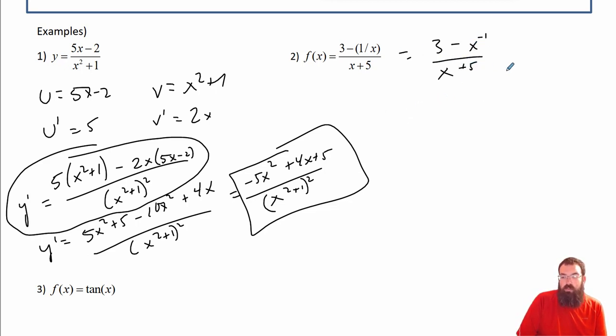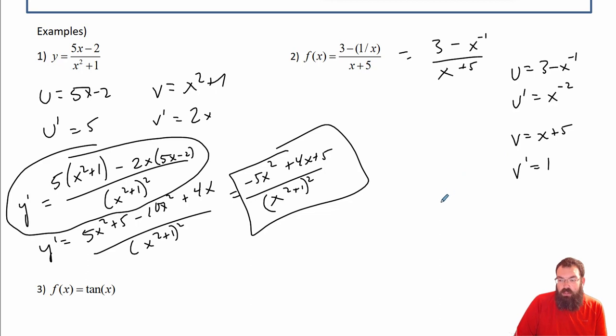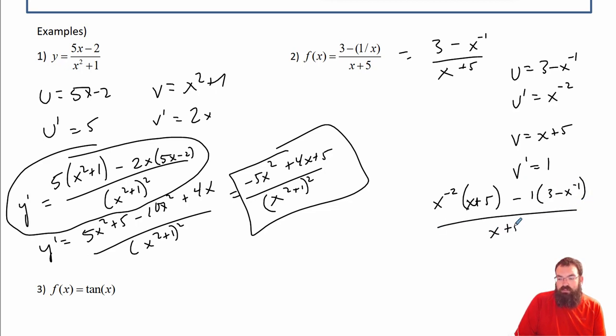So we'll make u equal 3 minus x to the negative 1. u prime is what? This is going to be positive x to the negative 2. v is going to be x plus 5, and then v prime is just going to be 1. That's pretty easy. And so then we get u prime, which is x to the negative 2, times x plus 5, which is v, minus v prime, which is 1, times u, which is 3 minus x to the negative 1, over x plus 5 squared. I don't really want to mess around too much with it, but maybe we should, I don't know.